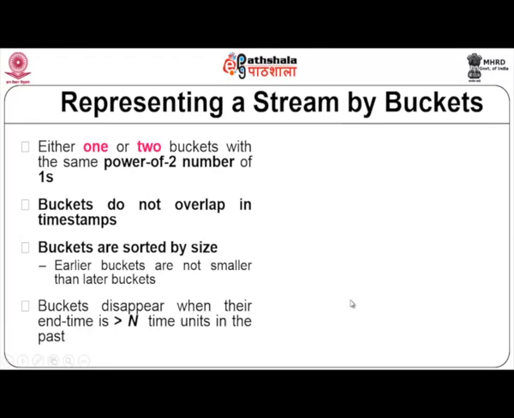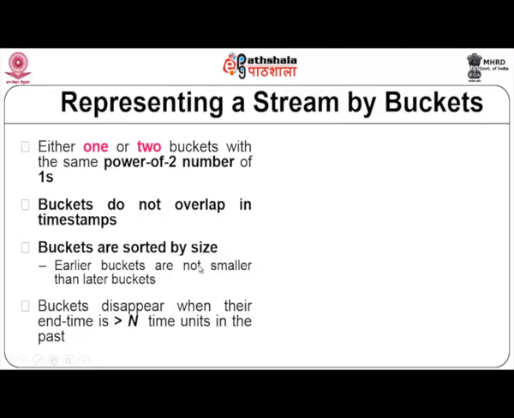Now, when you represent streams by bucket, what things can you do or what constraints may you apply? You can always retain either 1 or 2 buckets with the same power of 2. In other words, there can be a maximum of 2 buckets of the same size, and the size must be a power of 2, where the size indicates the number of ones, and buckets do not overlap in timestamps. So, every bucket that we are considering will be associated with different timestamps.